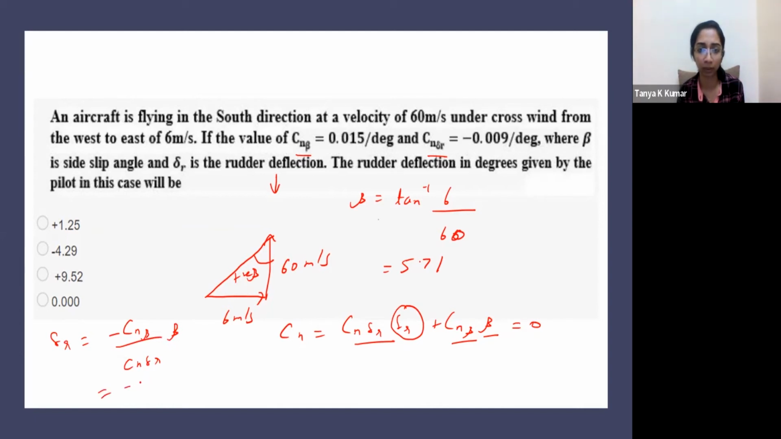So what would the value be? Cn beta is 0.015, that is in per degrees. Your Cn delta R is also in per degrees, so no need to convert anything. We've calculated beta also in degrees, 5.71. What is the final answer? It would be a positive quantity because both the negative signs get cancelled. 0.015 divided by 0.009 into 5.71 comes to 9.516.